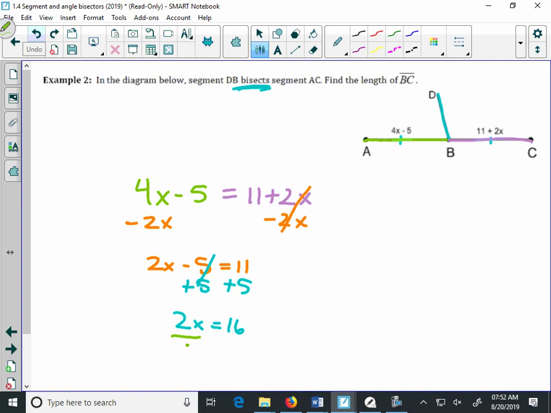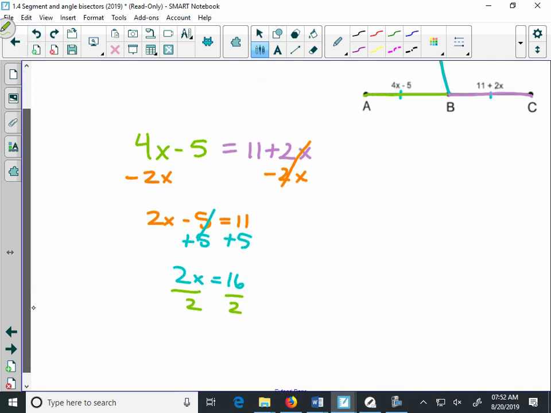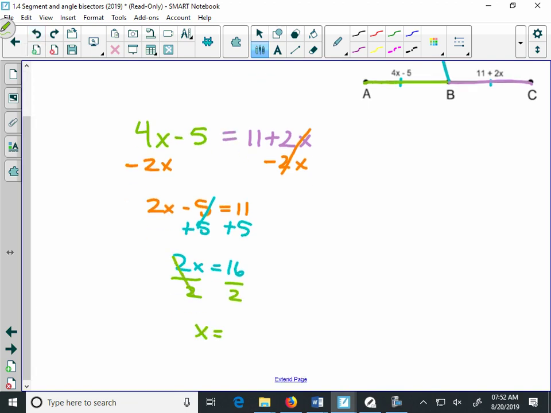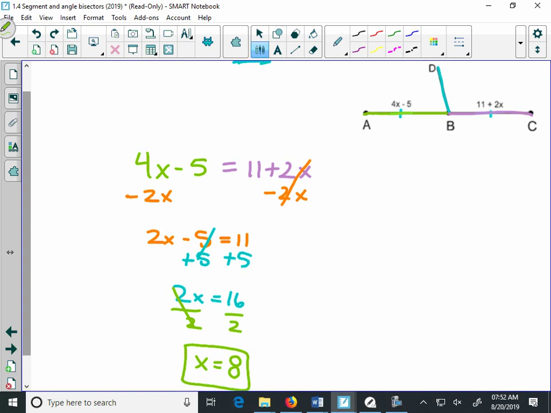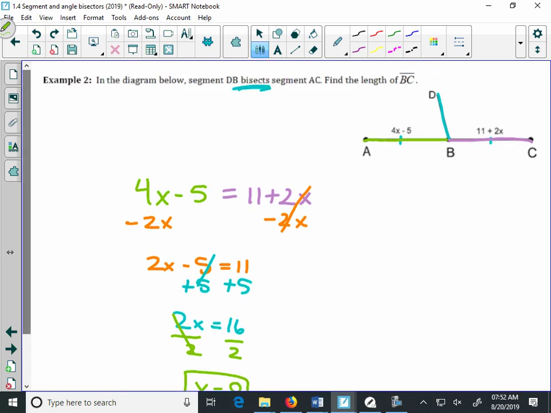Divide by 2. 16 divided by 2 is... Are we done? We found x. No. Make sure you read those directions. We get in the habit of solving for x and being done. The directions specifically ask for BC. That's what they want to know. But in order to find BC, we had to find x. Now that we have x, what can we do with it? What can we do with that 8 to find BC?